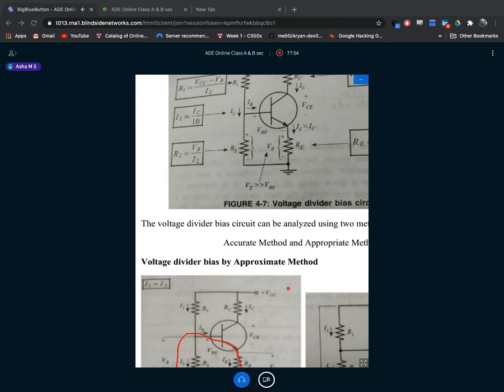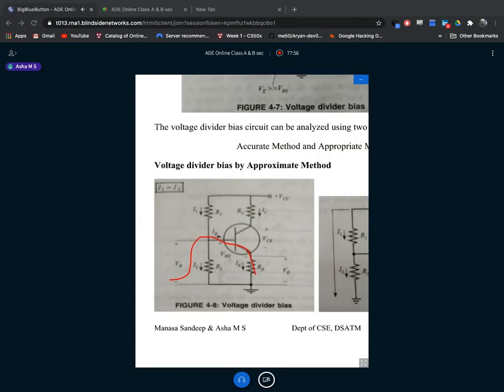Okay, so this IC is approximately equal to IA. Now we have calculated the value of IA. You know the relationship between these two: IE is equal to (1 plus beta) IB, right? So here, this is the approximate method. We solve for IA, and this IA is approximately equal to IC. Now we've got the value of IC.